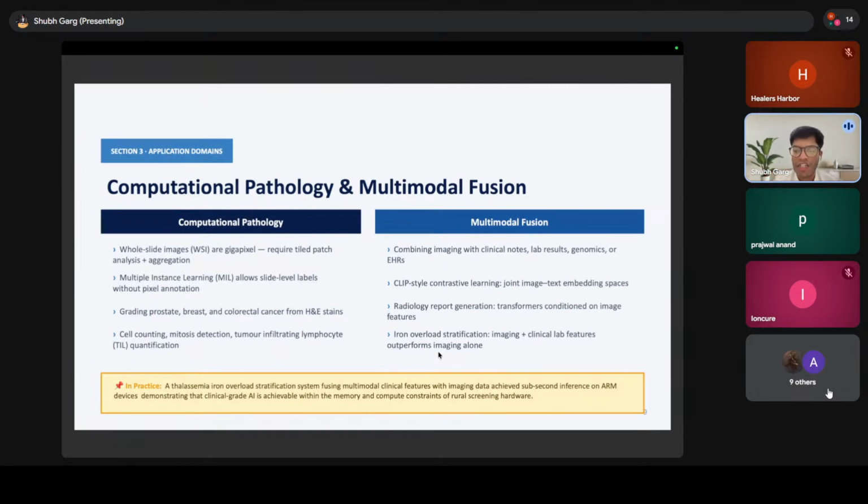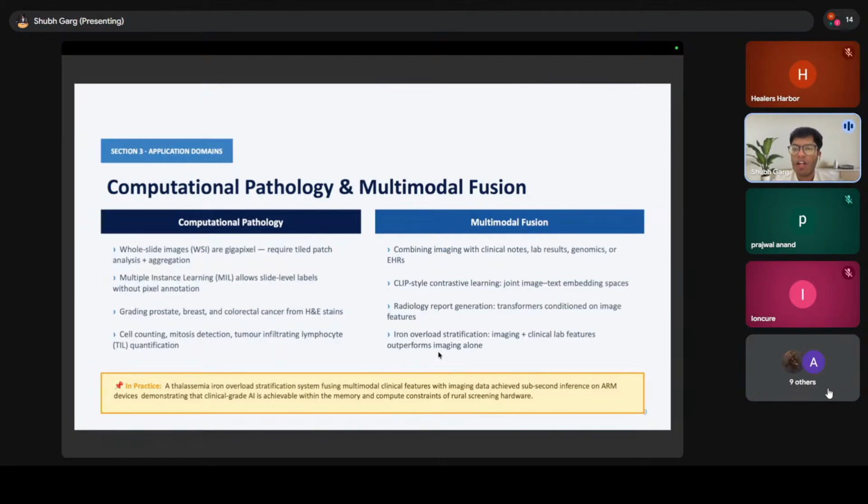Moving on to current applications, including grading prostate, breast, and other cancers from H&E slides, detecting mitotic figures, a marker of tumor aggressiveness, and quantifying tumor-infiltrating lymphocytes, which are increasingly important as biomarkers for immunotherapy response.